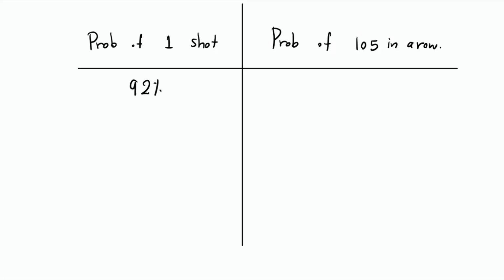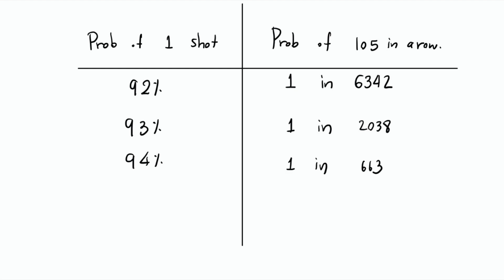Alright, so let's pump up that number a little more. If it's 92, 93, 94, 95%, the probability of him making 105 in a row would be this, respectively. 92% would give 1 in around 6,300, 93% would be 1 in around 2,000, 94% would be 1 in around 600 to 700, and 95% would give the probability of making 105 in a row around 1 in 200. So the last one is around 0.5%.